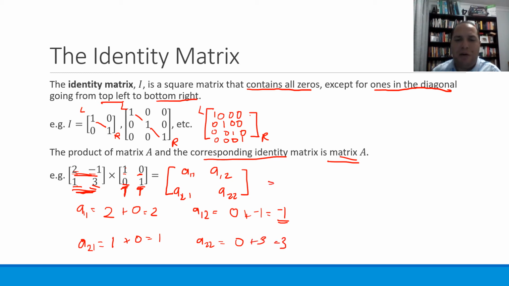Putting that back into our matrix, A11 is 2, A12 is negative 1, A21 is 1, A22 is 3. That's the same as the matrix we started with. We started off with 2, negative 1, 1, 3, and we finished with 2, negative 1, 1, 3. So multiplying by the identity matrix just gives you the same matrix that you started with.